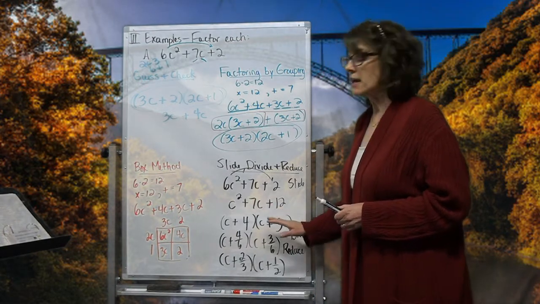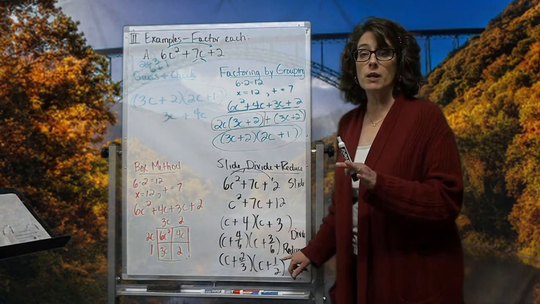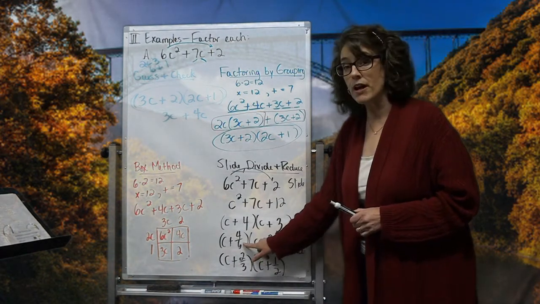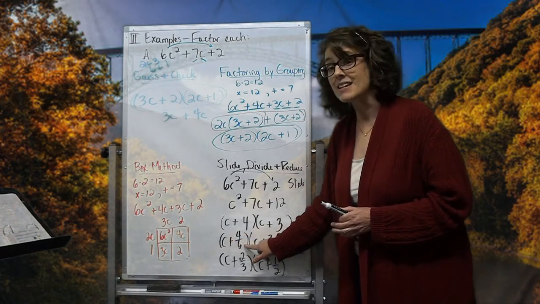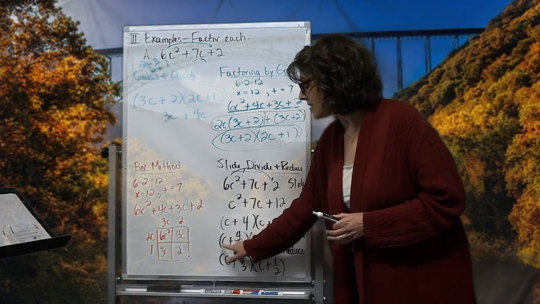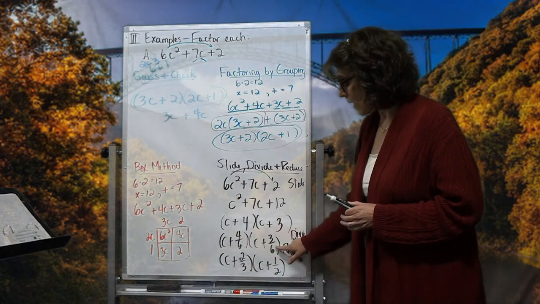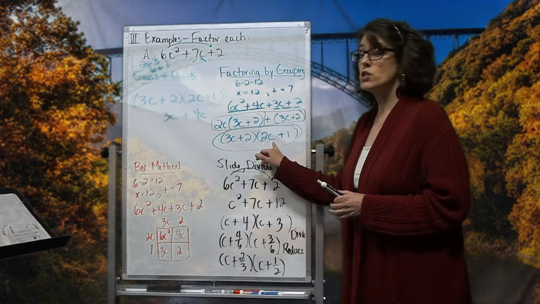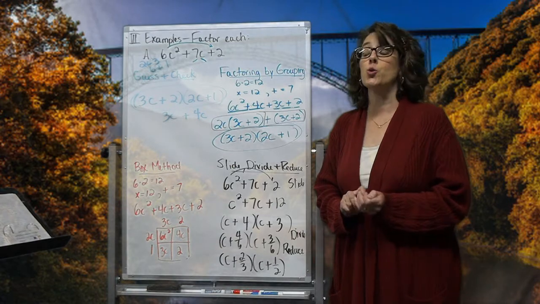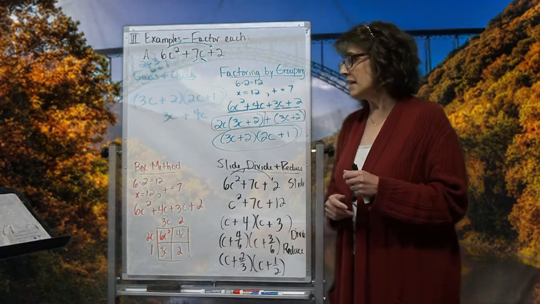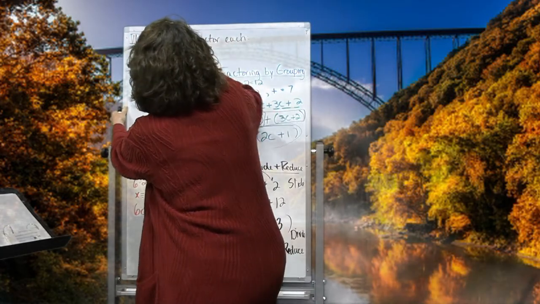Now let me reiterate. The step of reducing in slide, divide, and reduce is critically important because what if I didn't simplify here? What if I didn't reduce? Then what happens is I multiply by 6 to cancel that denominator. I get a 6c plus 4, which is definitely not right. And here I would get a 6c plus 3, which is definitely not right. So that step of reducing, like I said, is critically important. Now, let's try a couple more examples just to make sure we get really good at this.